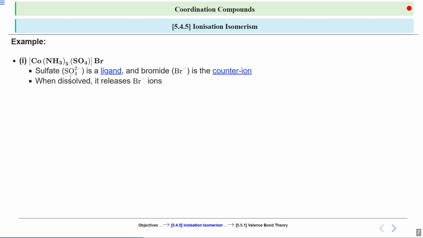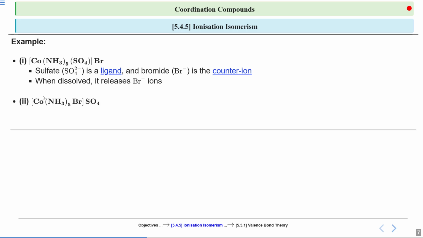Now when you dissolve this complex, it releases bromide ions in the solution, because as per the property of the counter ion, it can be separated from the complex structure when dissolved in the solution. Meanwhile, the structure of the complex, the coordination sphere, remains intact. So when you dissolve this complex, it releases bromide ions, because bromide is the counter ion present in this complex.